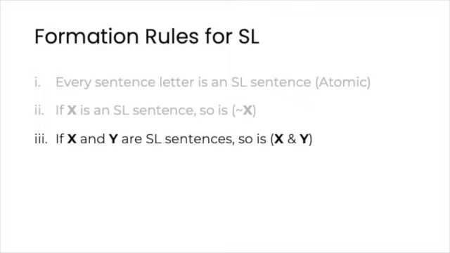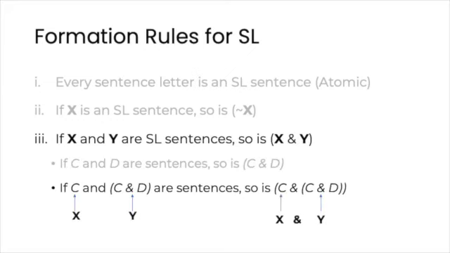Within this whole, X and Y are called conjuncts. So if C and D are sentences, then C ampersand D in parentheses is a sentence. And since we know that C and C ampersand D are both sentences, then we know that C ampersand (C ampersand D) is also a sentence, and so on.